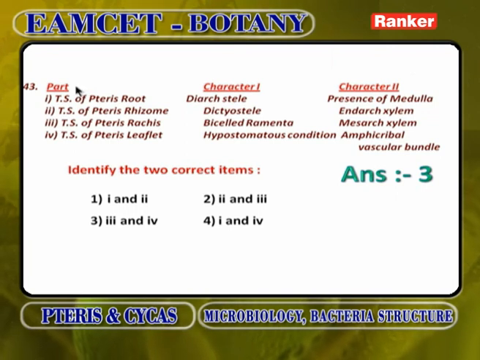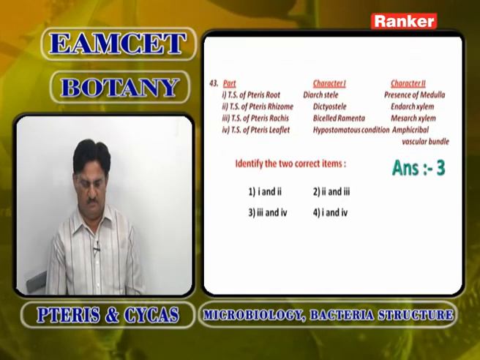Part, character 1, character 2. Stele of Pteris root, diarch stele, presence of medulla is wrong. Stele of Pteris rhizome, dictyostele, endarch xylem is wrong. Again it is mesarch. Pteris rachis, biceled ramenta, mesarch xylem correct. Ramenta are always two-celled. Pteris leaflet, hypostomatous condition, amphicribal vascular bundle correct. So answer is 3 and 4.